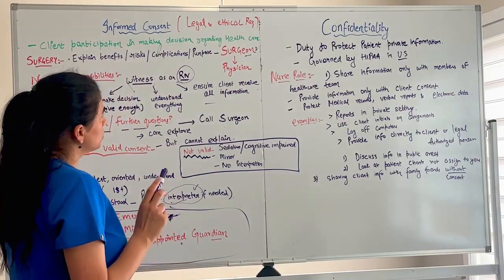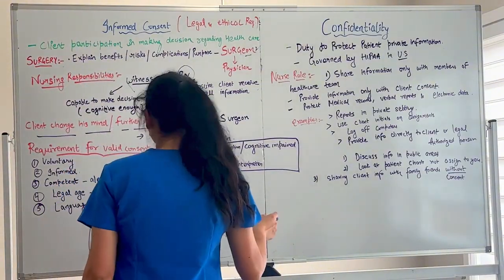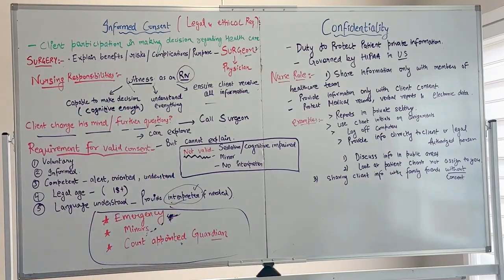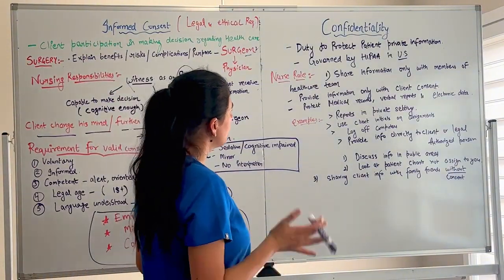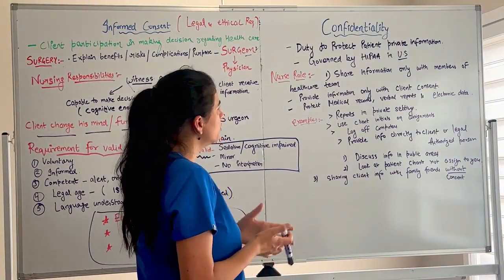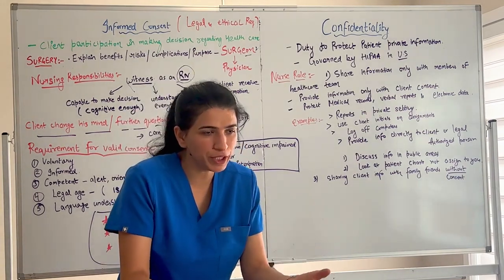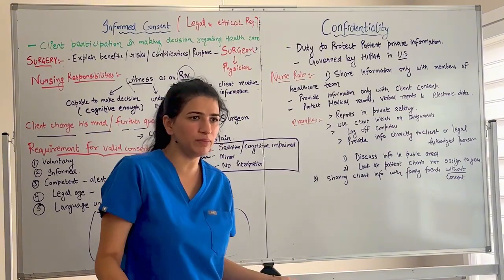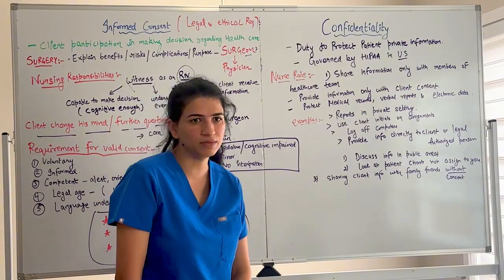Now we're going to talk about confidentiality. What is confidentiality and what do you need to know about it for your exam? First of all, understand the meaning. The meaning is the duty to protect the patient's private information, right? It's your job, your duty to protect the patient's private information. That is confidentiality, simple meaning. Keep the information safe, their medical records and everything.